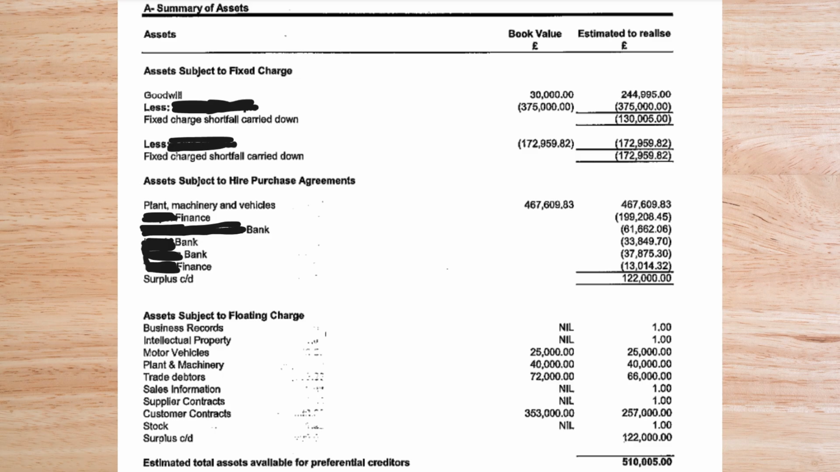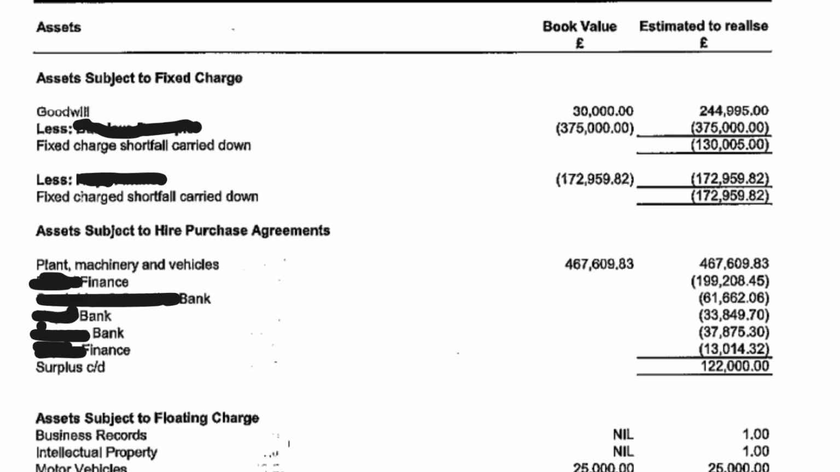So here's an example of a slightly larger case where there is a fixed and floating charge and some secured creditors. So you can see we've got some goodwill there that's been estimated at just under £250,000, less the amount owed to a bank, which is £375,000. So there's going to be a shortfall there. And then there's another bank that's owed some money, and they've carried that figure down as well, £173,000.